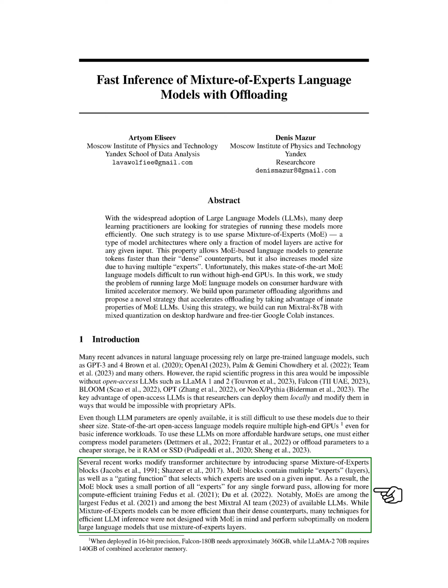Some recent works have introduced sparse mixture of experts (MoE) blocks to modify the transformer architecture. These MoE blocks contain multiple layers, or experts, and a gating function that decides which experts to use for a given input. This allows for more efficient training, as only a small portion of all experts are used for any single forward pass. MoEs are among the largest and best available language models. However, many techniques for efficient language model inference were not designed with MoE in mind and perform suboptimally on modern large language models that use MoE layers.